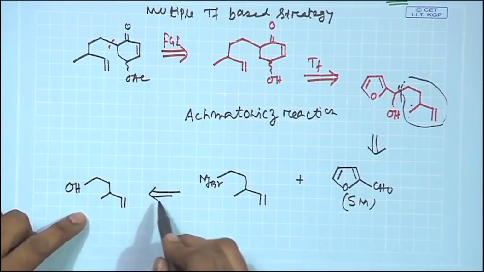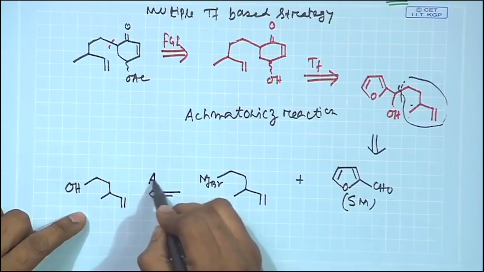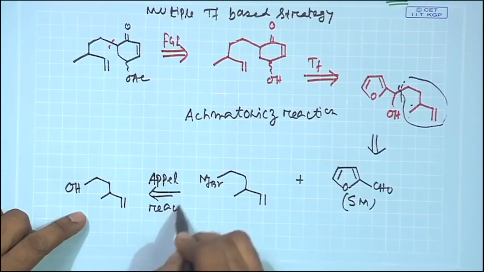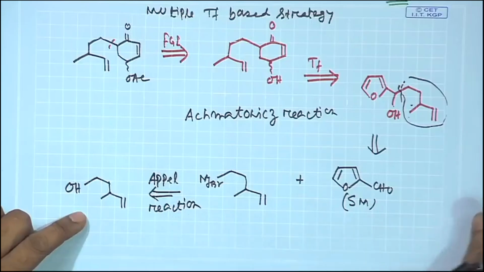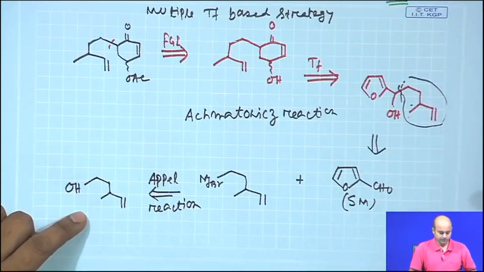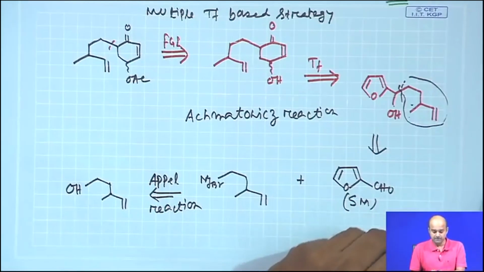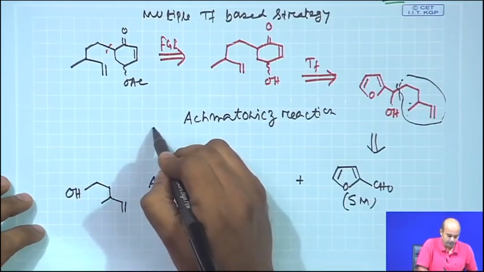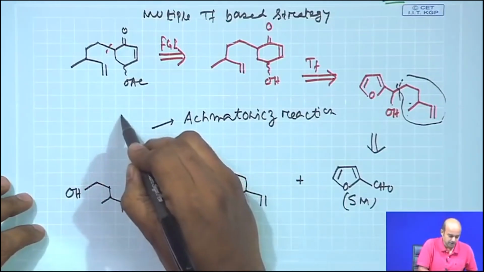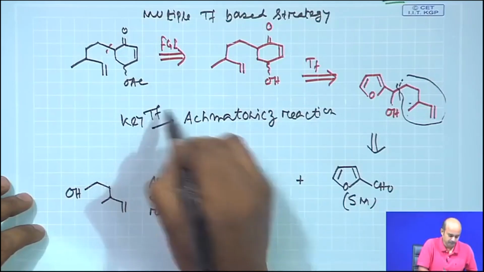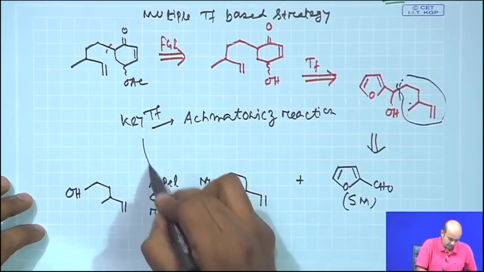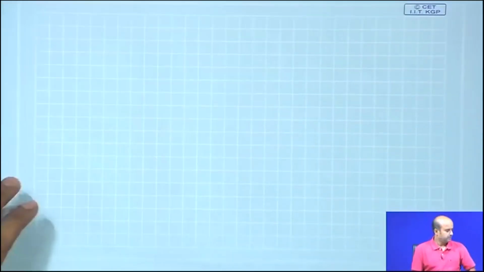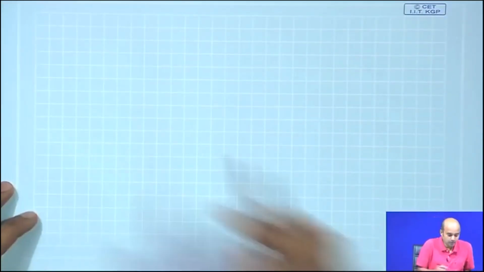Okay. Now, here is another useful transformation we will be using, called the Appel reaction. We will now explain what the Appel reaction is and what the Achmatowicz reaction is. So, this entire transformation is based on these two key transformations, key steps: one is the Achmatowicz and one is the Appel reaction. Okay. So, next we talk about them one by one.